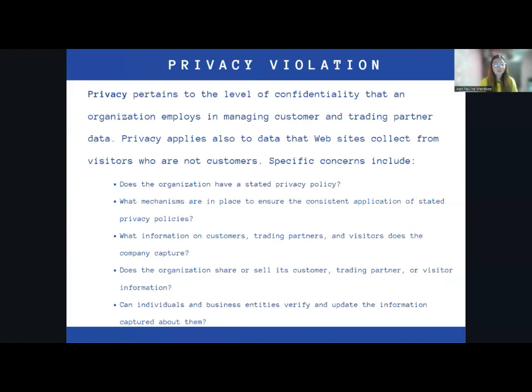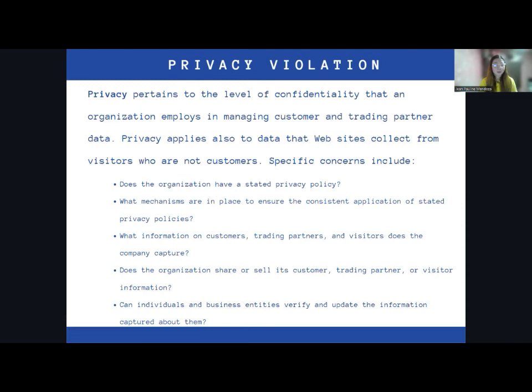So let's start with privacy violations. Privacy pertains to the level of confidentiality that an organization employs in managing customers' and trading partners' data. Privacy applies also to data that websites collect from visitors who are not customers.